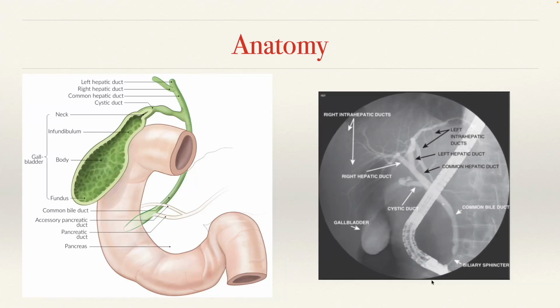So the biliary system is a network that drains bile from the liver to the duodenum. Yes, bile comes from the liver. It includes the gallbladder, the cystic duct, the common hepatic duct, the common bile duct, sometimes also called the CBD. The gallbladder essentially acts as a storage unit, concentrating bile between meals and contracting when we eat to release the bile into the intestine for fat digestion.